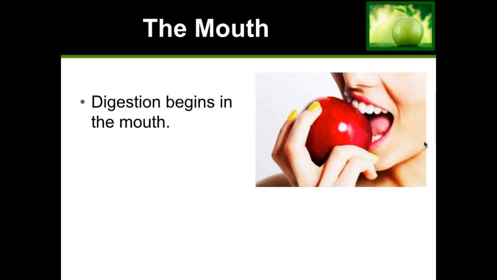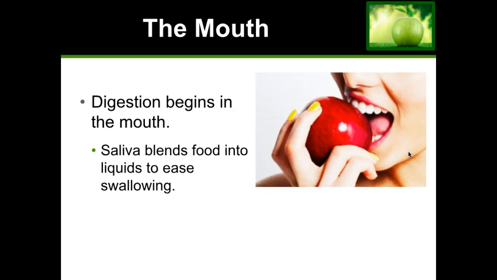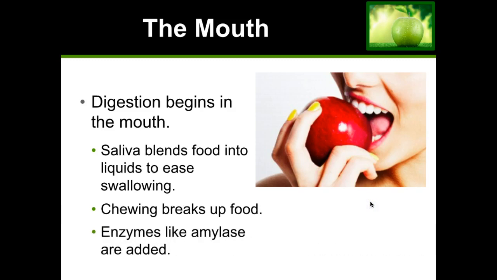Let's start with the mouth. Digestion begins in the mouth. Saliva blends the foods that we eat into liquids to enable ease of swallowing. Chewing breaks up food. It's important to chew foods well to help the process of absorption. And your saliva adds enzymes to your food, enzymes like amylase.